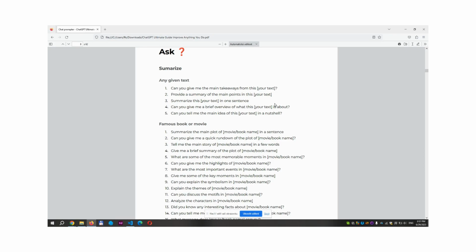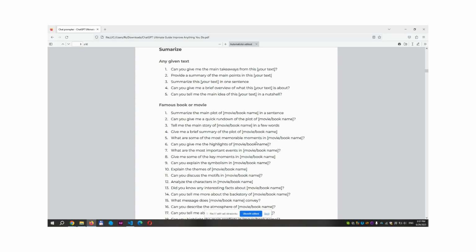There is quite a good chance that it has been included in the training data for ChatGPT. So if it's a famous historical book or a movie that has been made before 2021, then there's a good chance ChatGPT will know about it. And if it knows about it, then you can ask detailed questions about those specific books or movies. So that's the first thing.